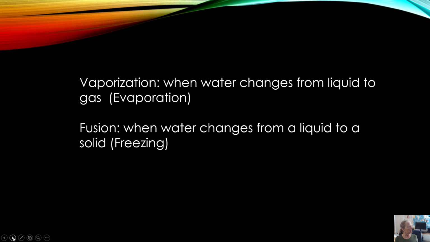In this case, though, it would have to absorb heat to go from ice to a liquid. So I shouldn't say freezing, I should say melting. So if you're taking notes, I will change that for the PDF. Okay.